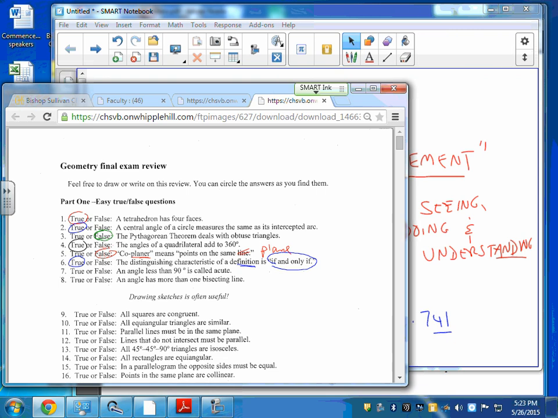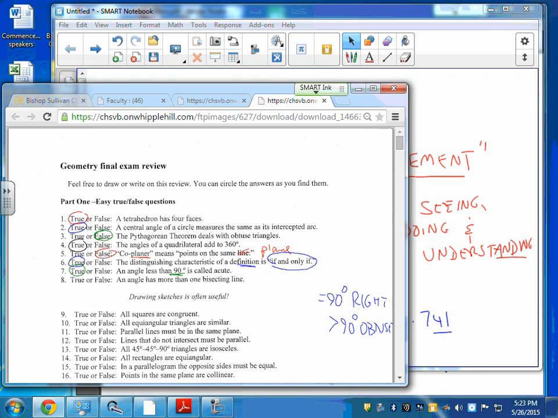Okay, number 7, an acute angle is less than 90 degrees. That's true. So acute angle is less than 90; by the way, equals 90 is a right angle, and greater than 90 is an obtuse angle. Okay, so those are the typical angles that we see.